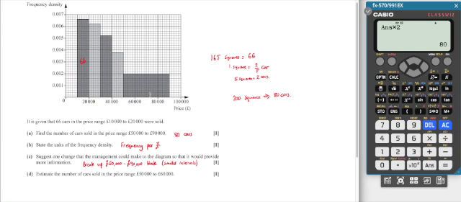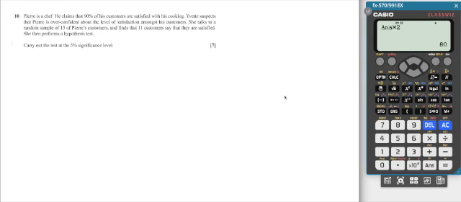So we want to find out, estimate the number of cars sold in the range 50,000 to 60,000. We've got 25, 50 squares. So 50 squares, that happens to be a quarter of what we had before. So 50 squares is going to be 20 cars. Now, that was a pretty decent stats question to start with. Pierre is a chef. 7 marks, that's probably a hypothesis test.